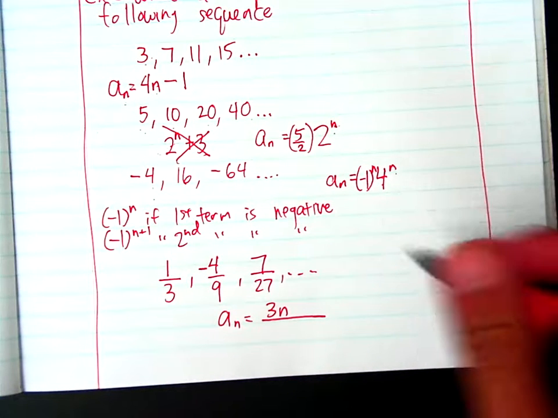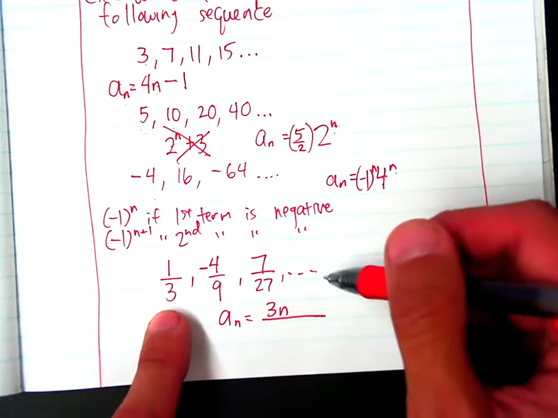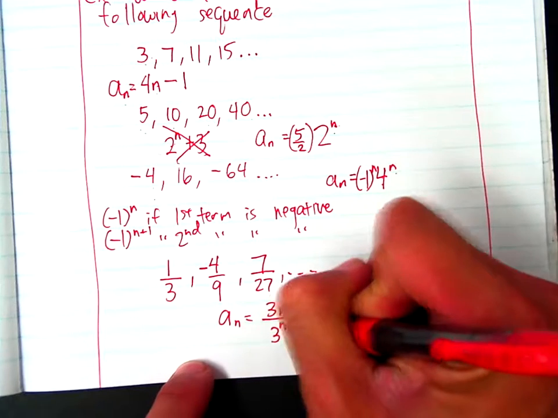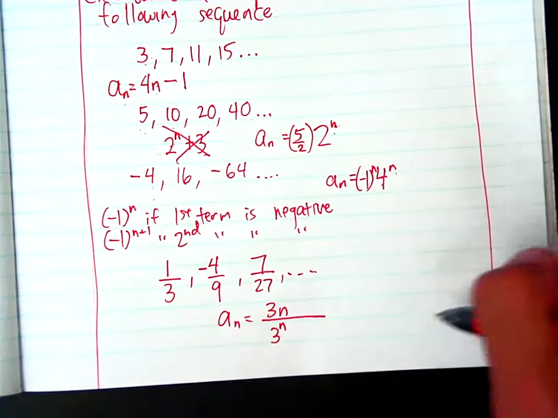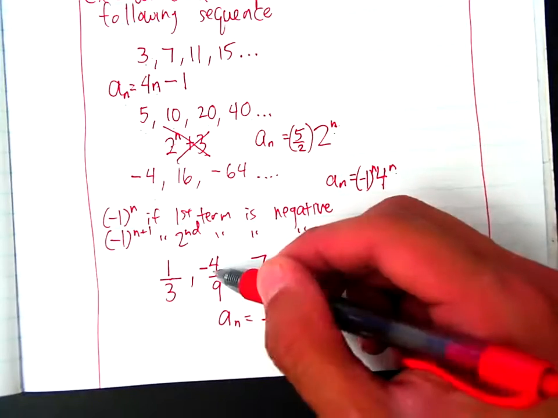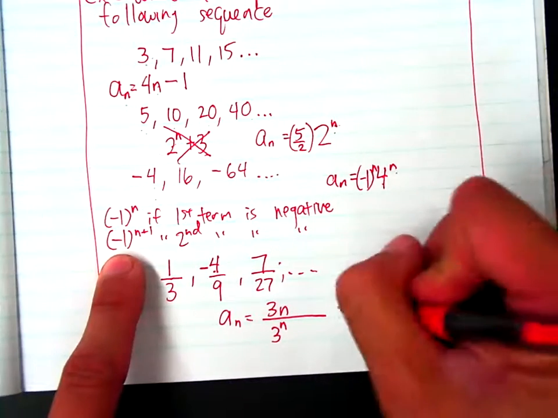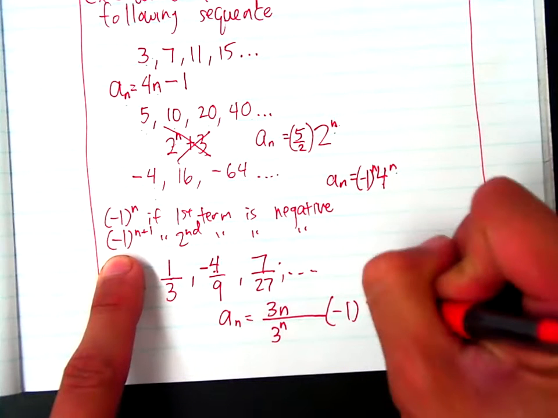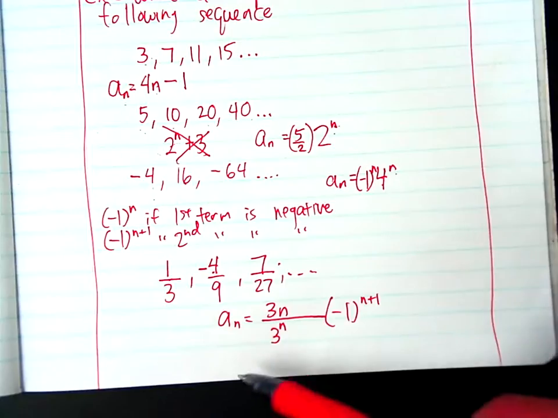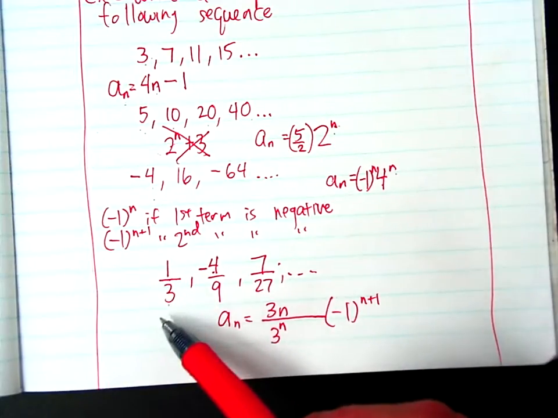Okay? And then if I look on the bottom, I'm multiplying by 3. So it's 3, 9, 27. So the bottom is 3 to the n, which is completely different. And then I just have to take care of my alternating because it goes from positive to negative to positive. So since the second one is negative, remember we write negative 1 to the n plus 1. If you're confused, you can always plug 1 in. So I would plug in 1, see if I get 1/3, and I do.